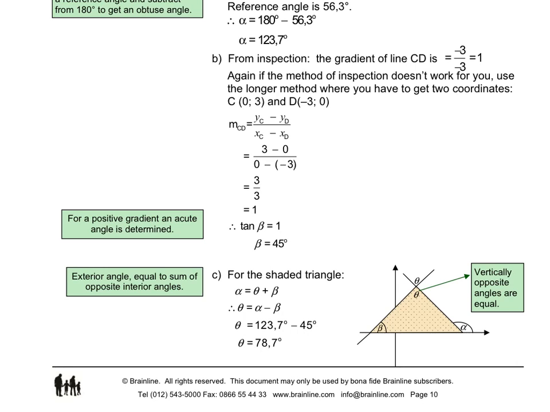Then for the solution of C, we know that we have vertical opposite angles, so this angle will also be equal to theta. We already worked out alpha and beta, where alpha is the exterior angle of the triangle, and we know the exterior angle is equal to the opposite interior angles, and therefore theta will be equal to alpha minus beta. So the 123 minus beta, which is 45, gives us the value of theta equal to 78,7 degrees.